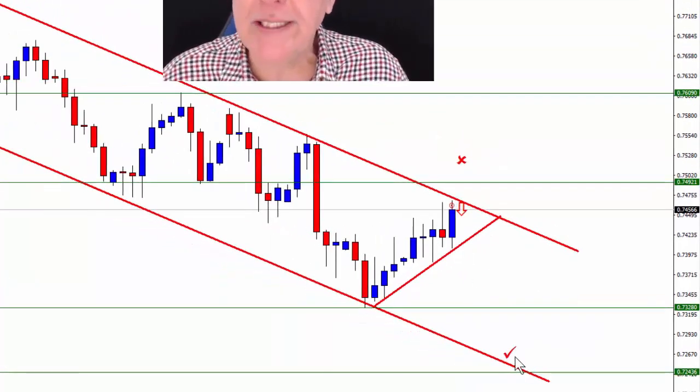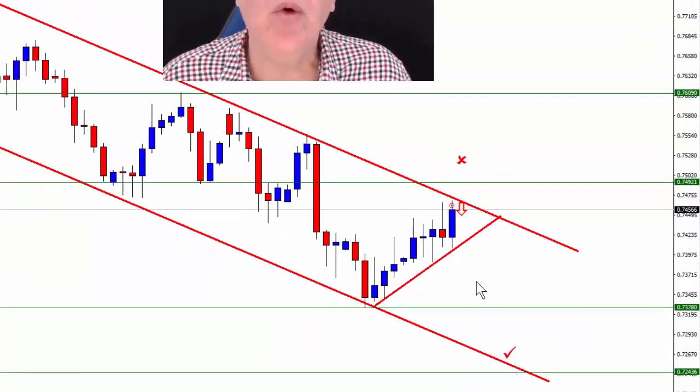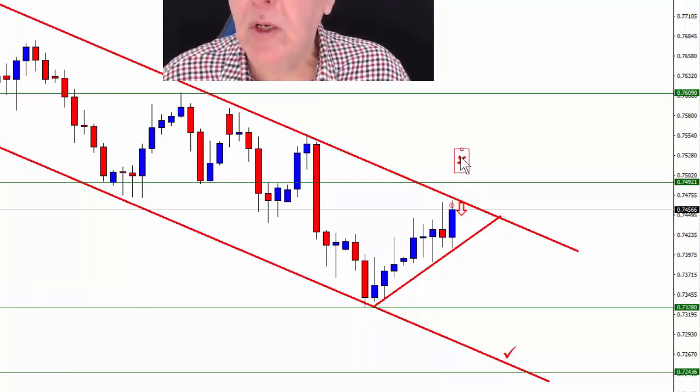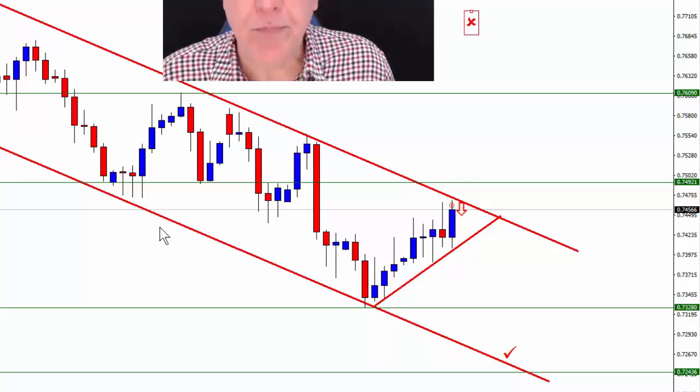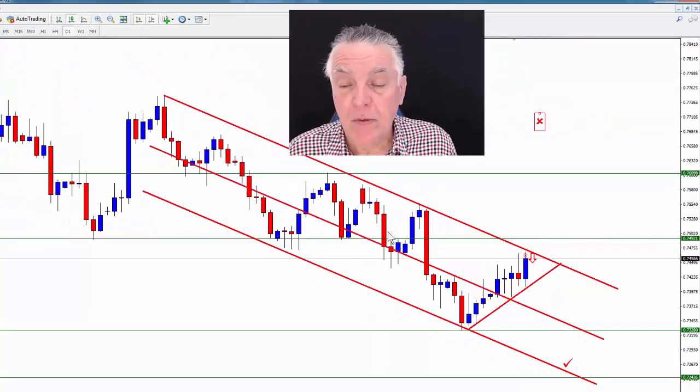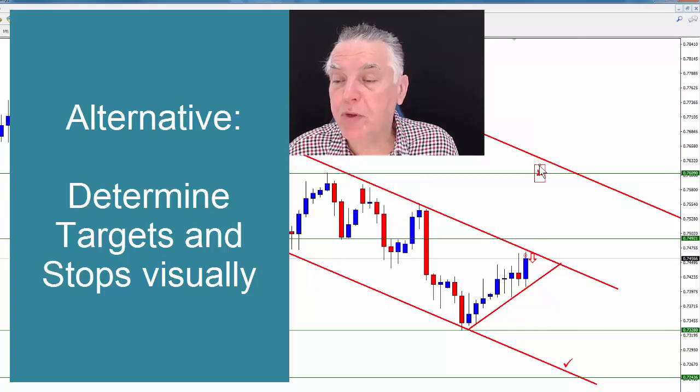And if you're setting this kind of target, you can also then set your stop at the channel width. The channel width would be, and you could do this visually, you would probably put your stop roundabout there.